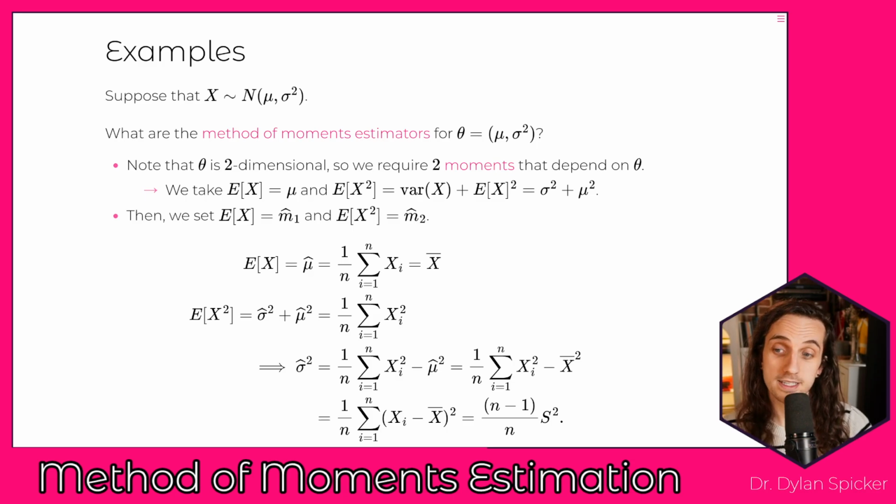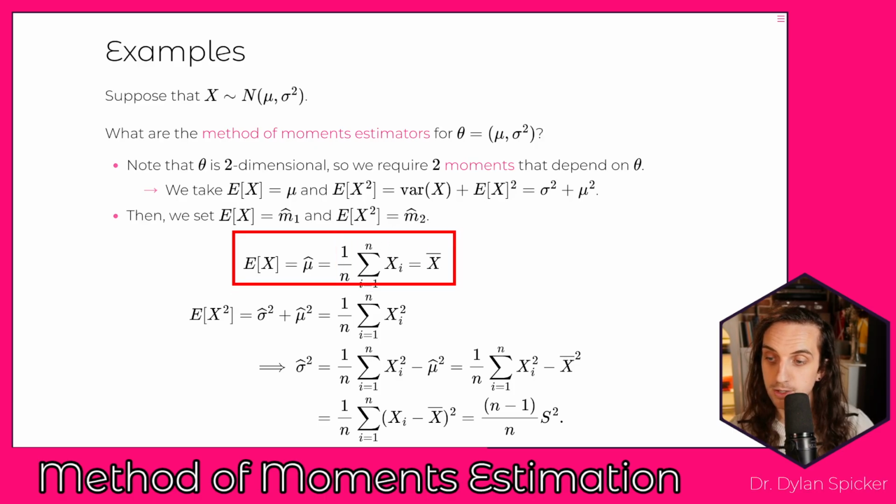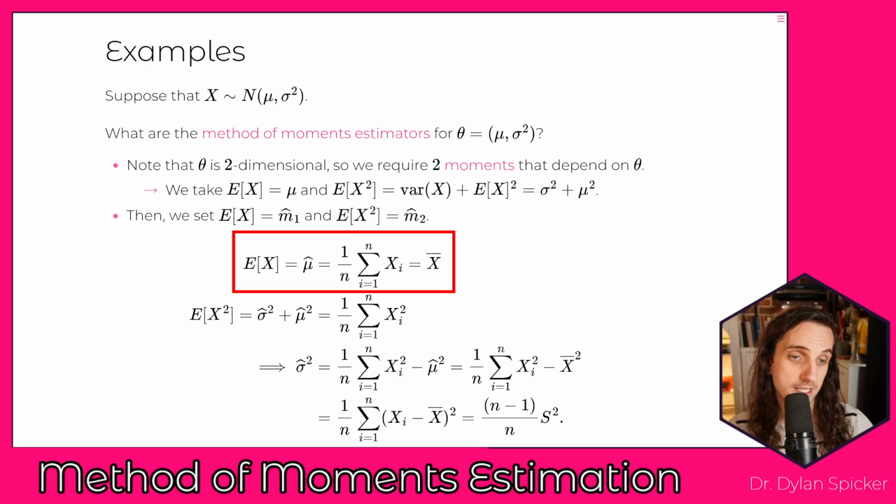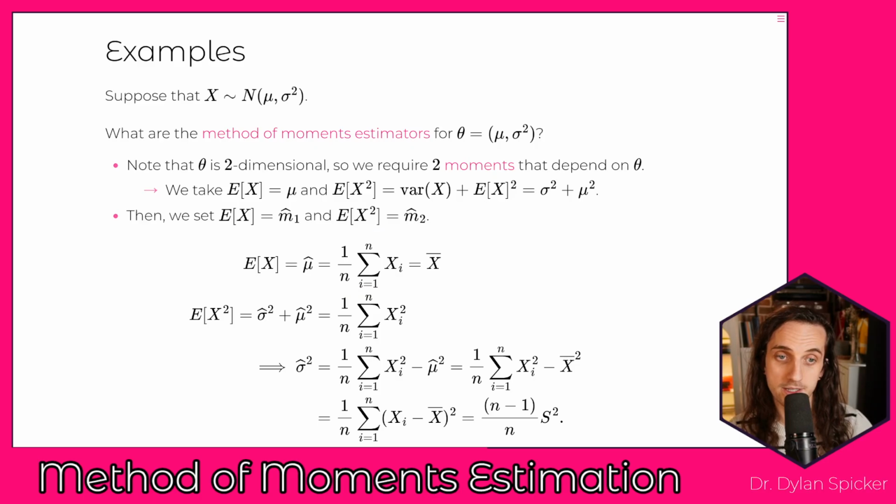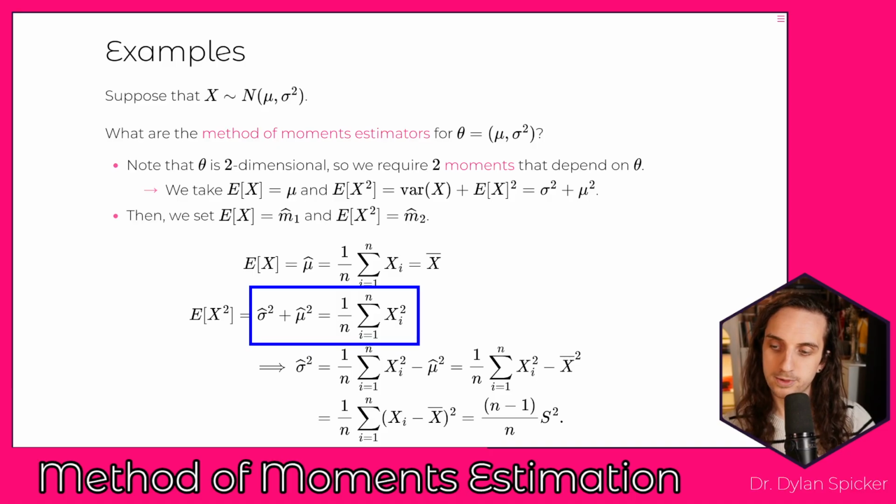Then we set the expected value of x equal to m hat 1 and the expected value of x squared equal to m hat 2. Doing this for the first moment gives us that mu hat has to be equal to x bar, and that solves the first equation. For our second equation, we have that sigma hat squared plus mu hat squared has to be the sum of xi squared over n.